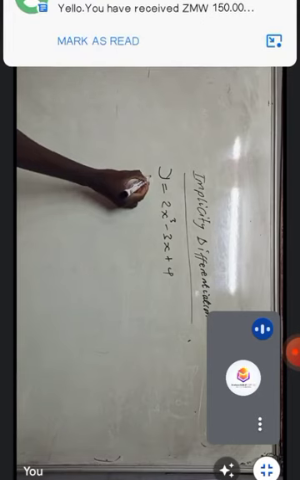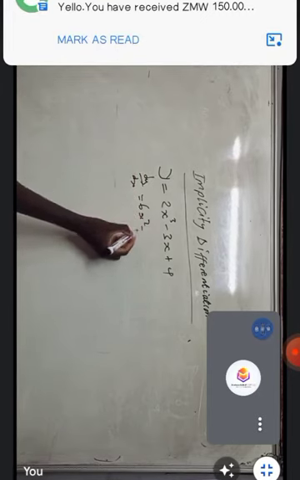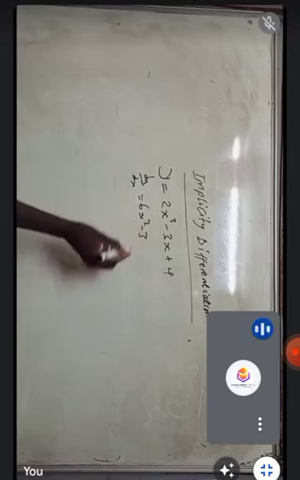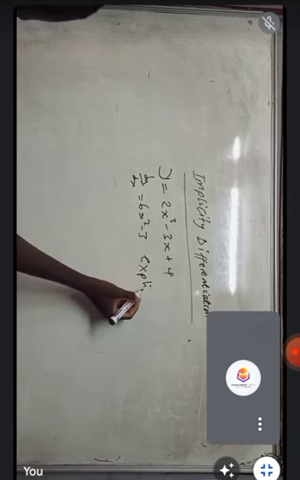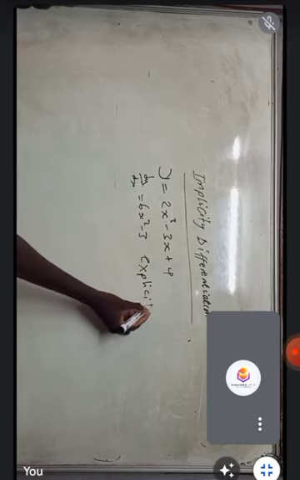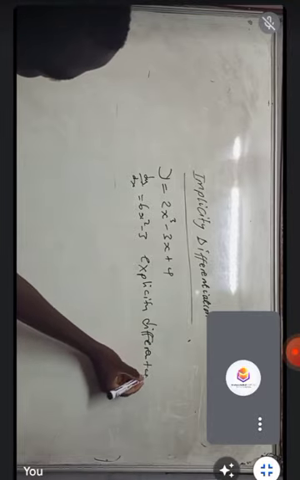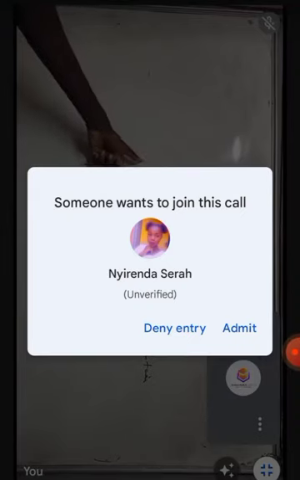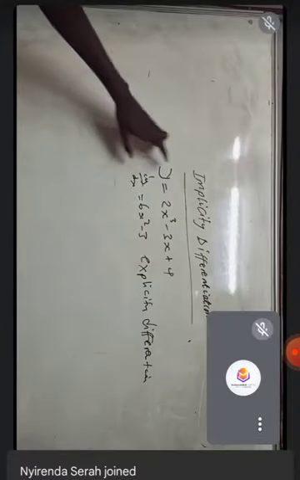So in this case, you have dy/dx is equal to 6x squared minus 3. So this is what we call explicit differentiation. In this case, y is already the subject of the formula. You just go direct and differentiate. And this is what we call explicit differentiation.